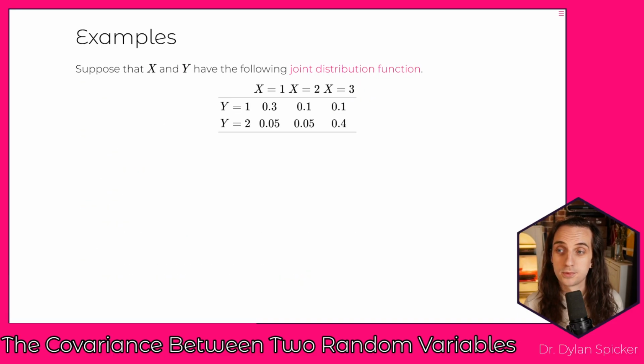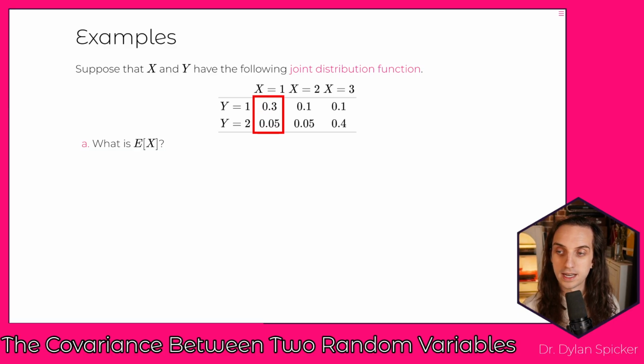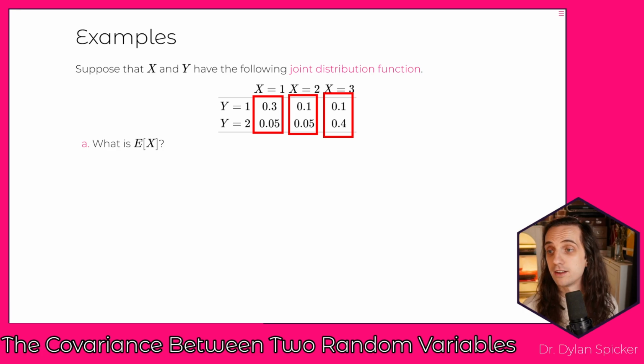So let's look at some examples. Here we have x and y, and they're given their joint distribution function in a table here. And we want to know first, what is the expected value of x? So for the expected value of x, we're going to want to take each of the values of x times the probability it equals that value. And if we want the probabilities, then we can add up the individual probabilities in the joint distribution here. So the probability that x is equal to 1 is going to be 0.3 plus 0.05, for 2, 0.1 plus 0.05, and then for 3, 0.1 plus 0.4.